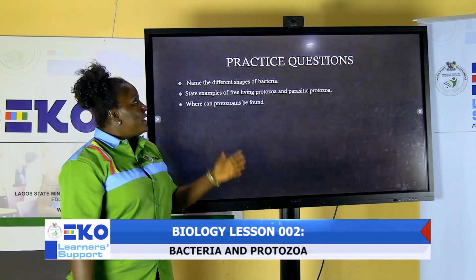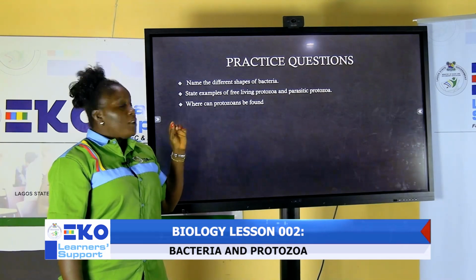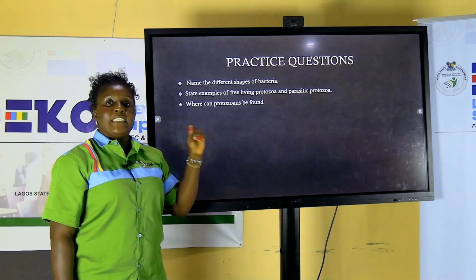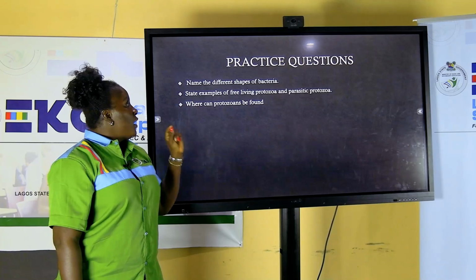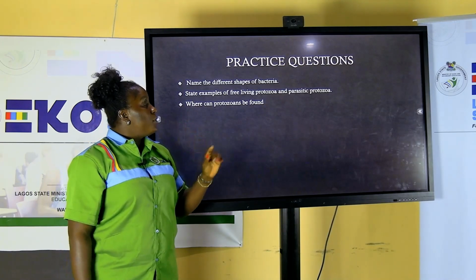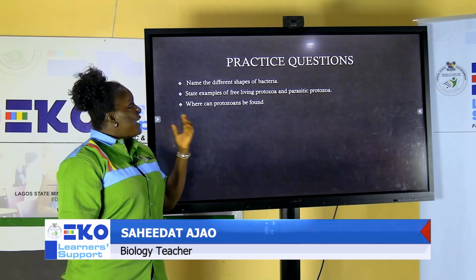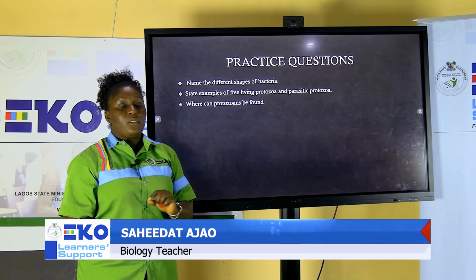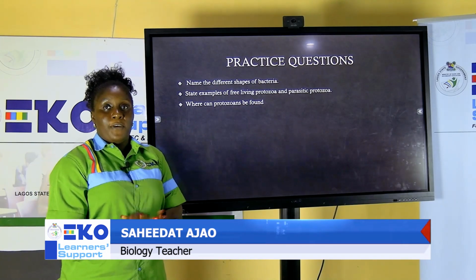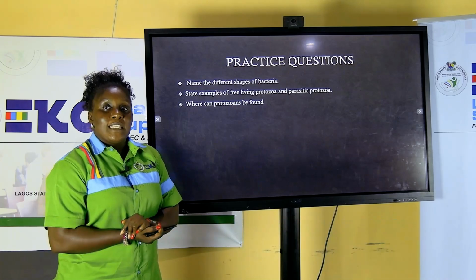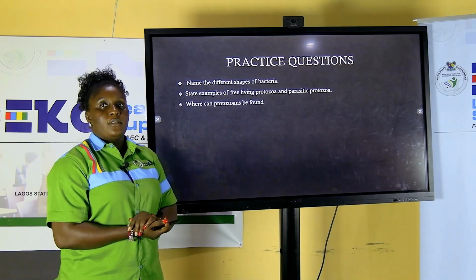So students, these are the practice questions. The question says, name the different shapes of bacteria. Number 2 says, state examples of free-living protozoas and parasitic protozoas. And number 3 said, where can protozoas be found? So I'll be giving you 30 seconds to answer these questions.